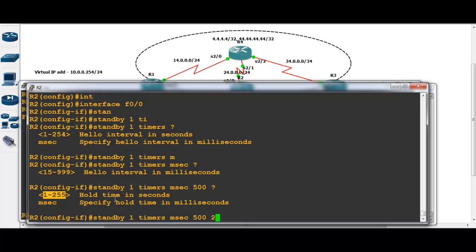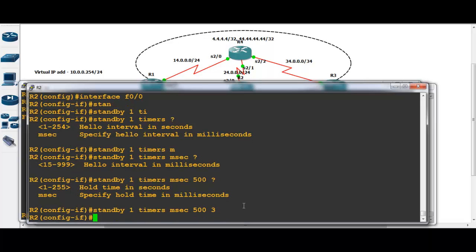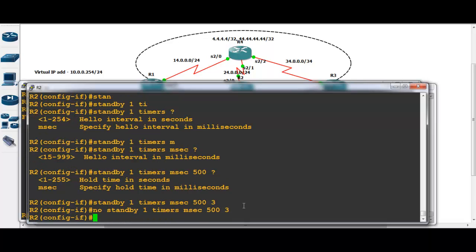I'm not going with milliseconds. 500 millisecond is hello. 2, or keep it as 3, because the others are saying hello every 3 seconds. Otherwise it will fluctuate. So you can change the timer like this, but you need to change on every router manually. No learning from the active device. Alright, so that's about HSRP.